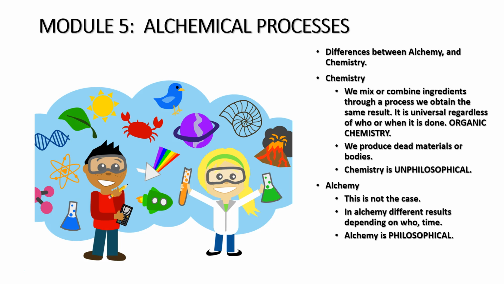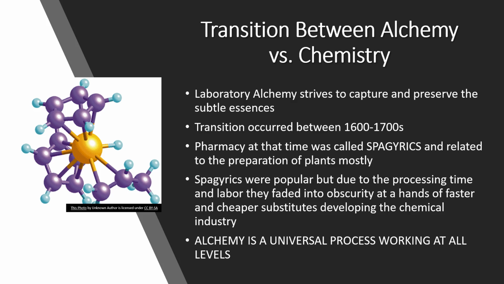However, with alchemy, this is not the case. In alchemy, there are different results depending on the time or who. Thus, what we're saying is the will, the experience, and even the timing of an astrological event could affect the outcome in spagyrics. Alchemy is therefore philosophical. The processes used in laboratory alchemy strive to capture and preserve the operation of subtle essences in a vehicle suitable all the way to the material analog.